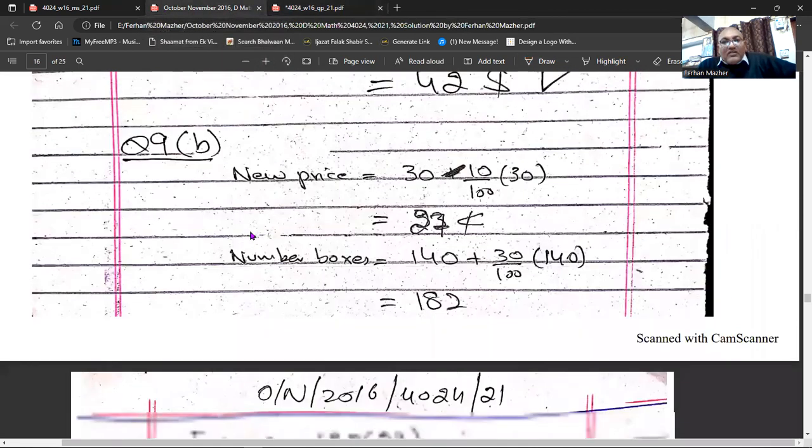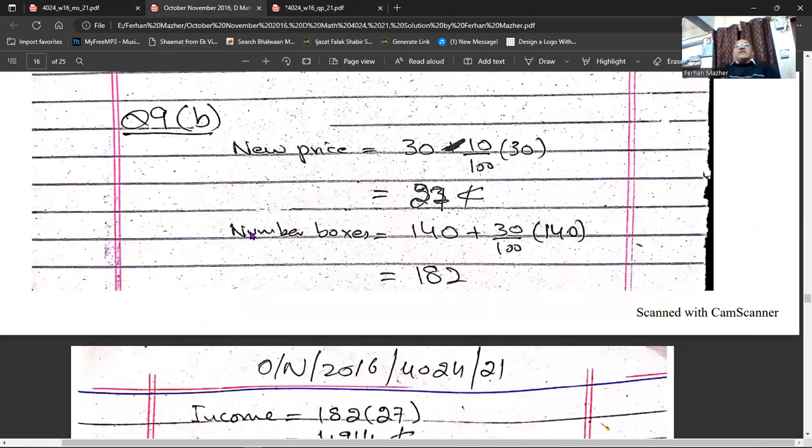Okay. So the new price will be 30 minus 10% of 30. That will be 27 cents. The number of boxes sold, 140 plus 30% of 140. That will be 182 boxes.